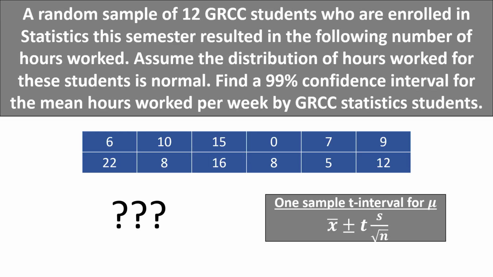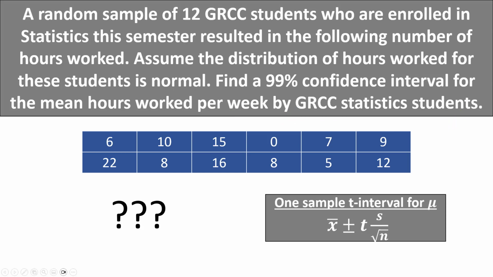Here's a problem for you to try. A random sample of 12 GRCC students who are enrolled in statistics this semester resulted in the following number of hours worked. Assume the distribution of hours worked for these students is normal, and we need that assumption in order to do the confidence interval because our sample size is not at least 30. We are asked to find a 99% confidence interval for the mean hours worked per week by GRCC statistics students.